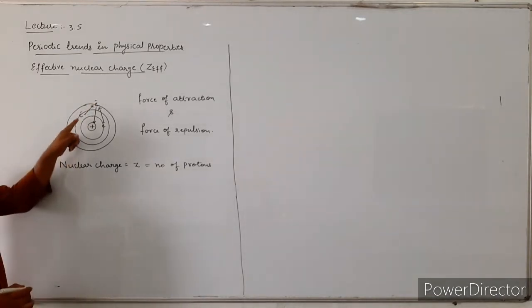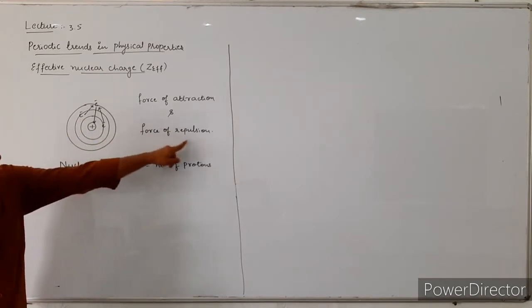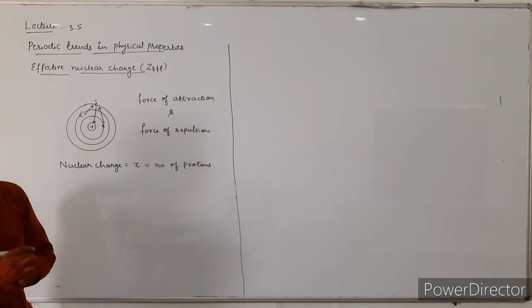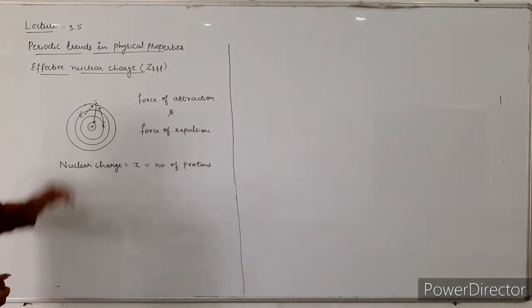Here, due to repulsive force, the force of attraction decreases on the outermost electron. Then the net force of attraction on the outermost electron is called the effective nuclear charge.